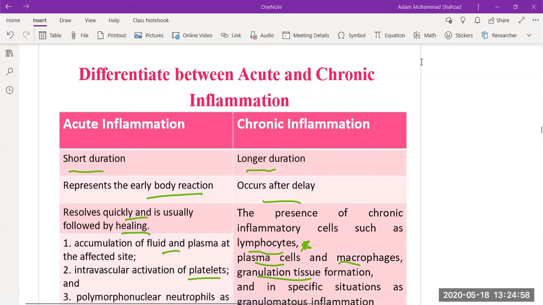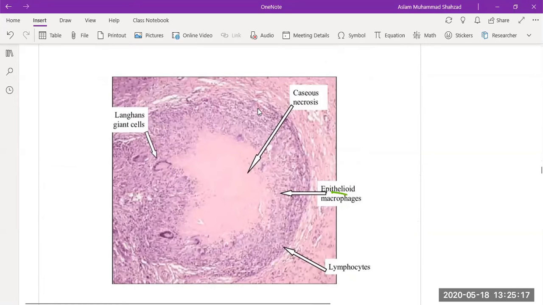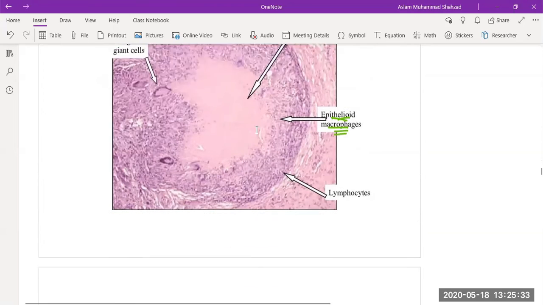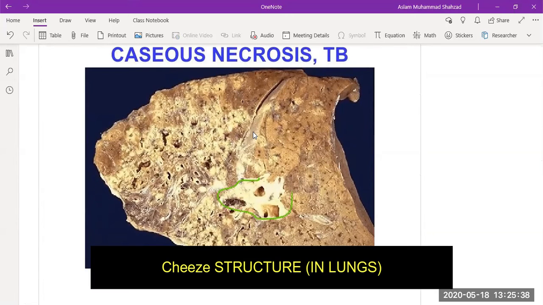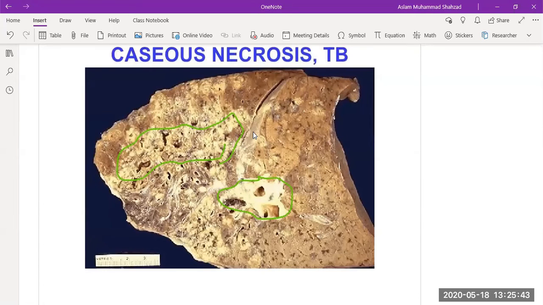condition, where epithelioid cells form. If you take a look at the picture, the formation of epithelioid macrophages and caseous necrosis are examples of granulomatous inflammation, especially in tuberculosis caused by mycobacterium. And grossly, if we take a look, it looks like a caseous structure in the lungs. We will discuss in detail in our upcoming lectures.